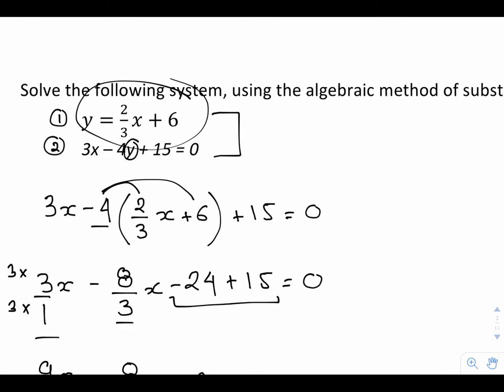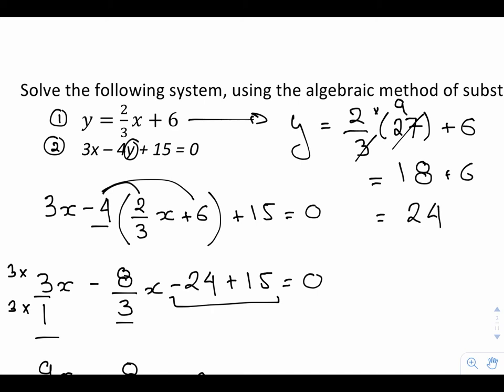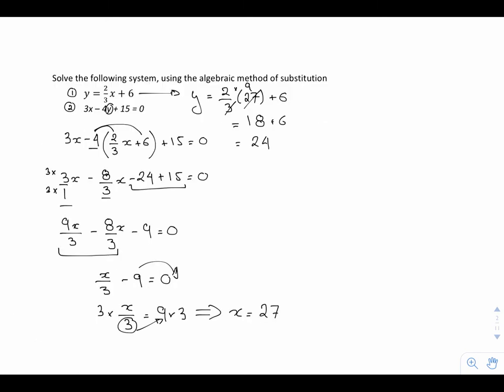I'm going to replace the x value with 27. So I'm going to have over here, this equation I'm going to use, y equals 2 over 3 times 27 plus 6. How many times does 3 go into 27? It goes 9 times, so 2 times 9 is 18, plus 6 gives me 24. So my point of intersection in this case is going to be (27, 24). My point of intersection.